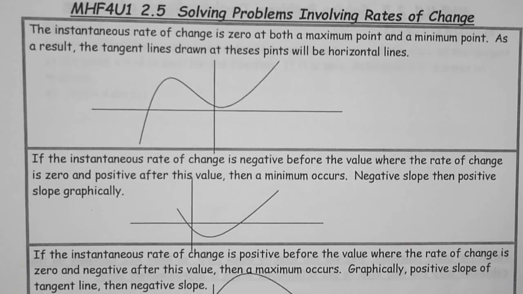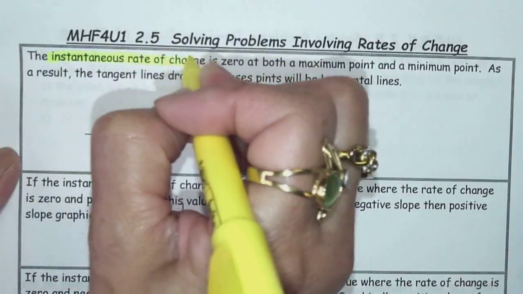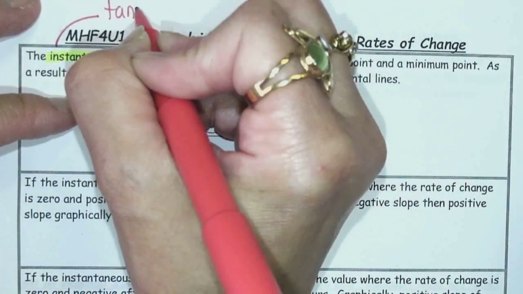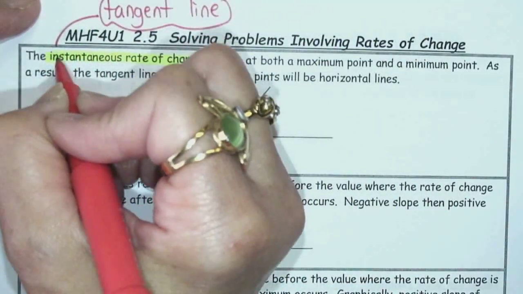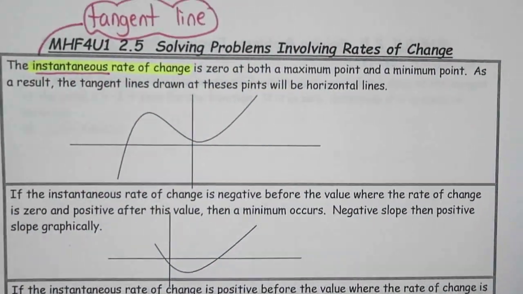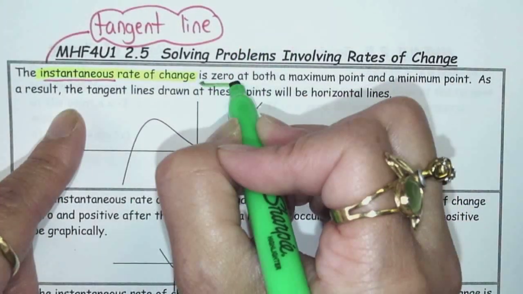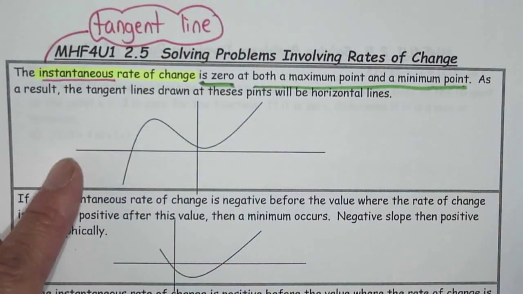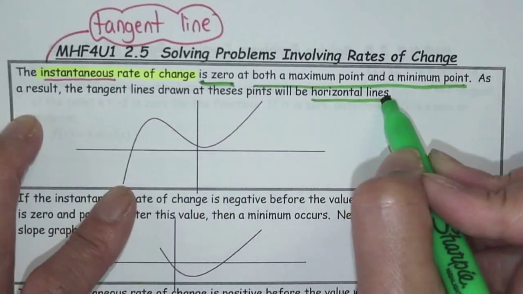So this part here. This theory says the instantaneous rate of change. Whenever I say instantaneous rate of change, I'm saying tangent line, right? Instantaneous rate of change means the tangent line is 0, right? So the tangent line is 0 at a max or a min point, okay? At a max or min point. As a result, the tangent lines drawn at these points will be horizontal lines.